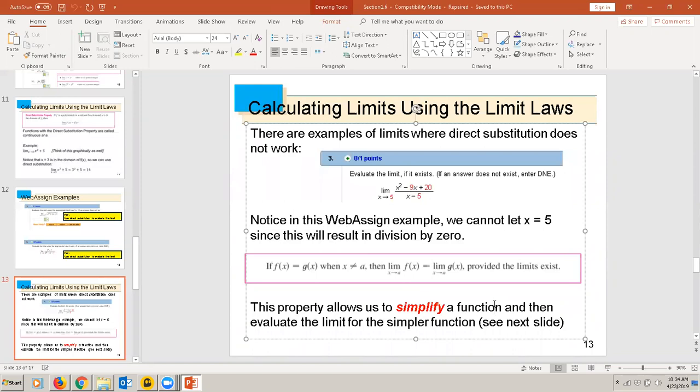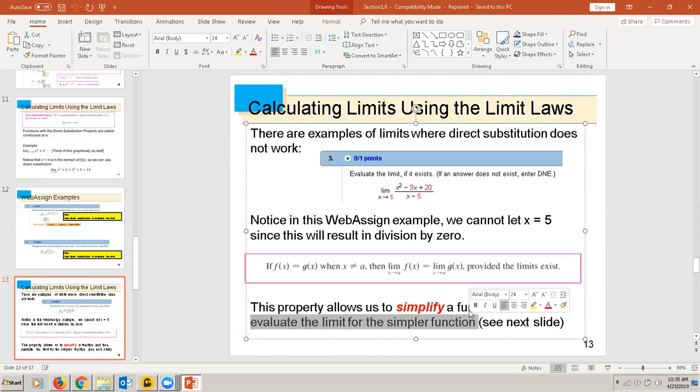But here's a property. It says down here at the bottom, if f of x equals g of x when x is not equal to a, then the limit as x approaches a of f of x is really going to be the same as the limit as x approaches a of g of x, provided the limit exists. What this is trying to say is you can simplify the function first, and take the limit after the simplification. So you can evaluate the limit for the simple function.